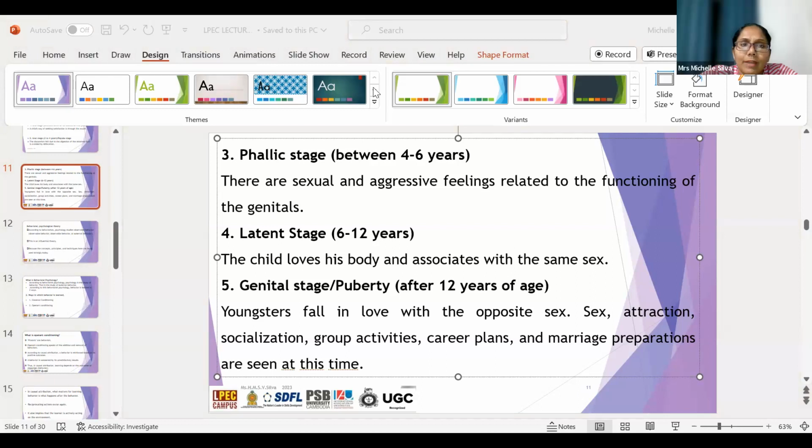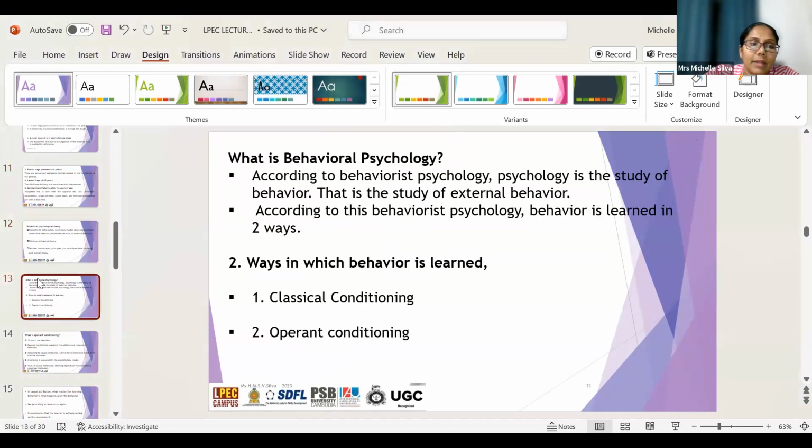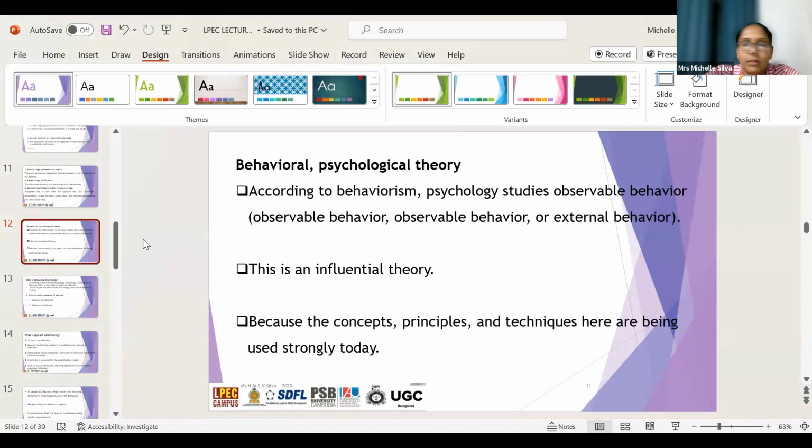During this phallic stage, their sexual and aggressive feelings are related to the functioning of the genitals. I'll explain these stages using the supplementary document which I have shared with you. I think it is more descriptive than this, so it's really important for you to refer to that document. I think it's easy for you.